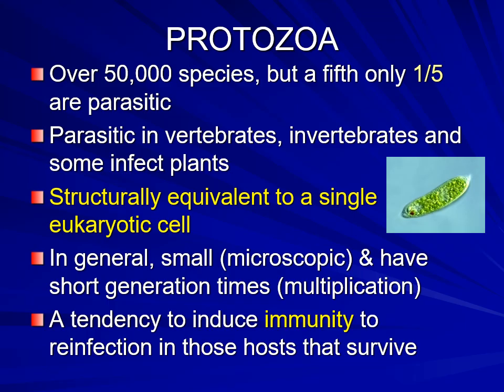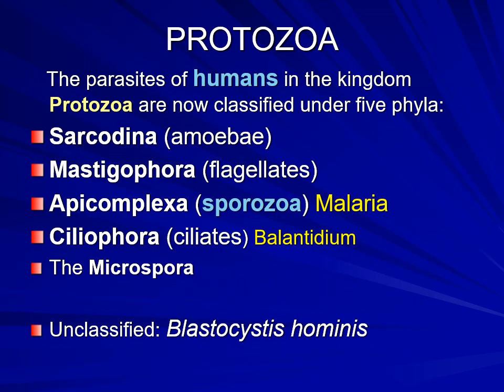So here we have those eukaryotic cellular protozoan parasites, and as you see in the last item in this slide, there is a tendency to induce immunity to reinfection in those hosts that survive, which means that after we get the infection, and if we survive it, and usually we survive it, it leaves behind immunity to reinfection. We don't get the reinfection again, not in the short term at least, and there is variation between one and other. Now the protozoa are divided into 5 major groups like you see here.